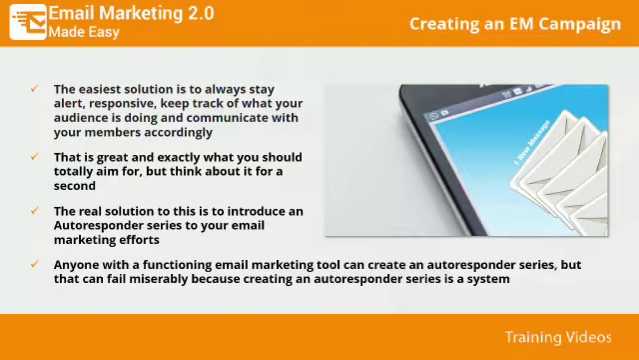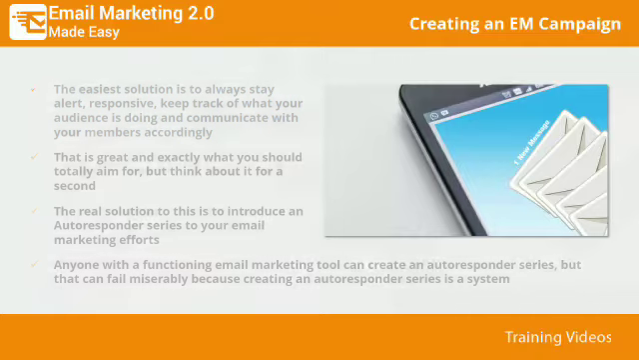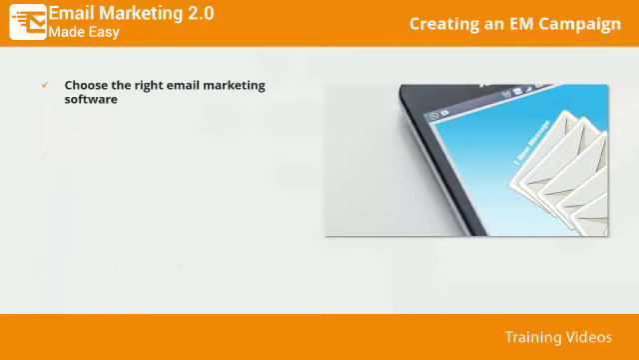Anyone with a functioning email marketing tool can create an autoresponder series, but that can fail miserably because creating an autoresponder series is a system. We have refined it into a simple step-by-step email marketing structure that you can use to set up a truly persuasive autoresponder series. Choose the right email marketing software. There are numerous email marketing services in the market, and you can lose a great deal of time and money if you are lured into trying them all to find out which is best. Luckily, we have 2 excellent choices for you. First, we have MailZingo. It is a self-hosted email marketing solution. We also have Aweber, which is a traditional online email marketing service.